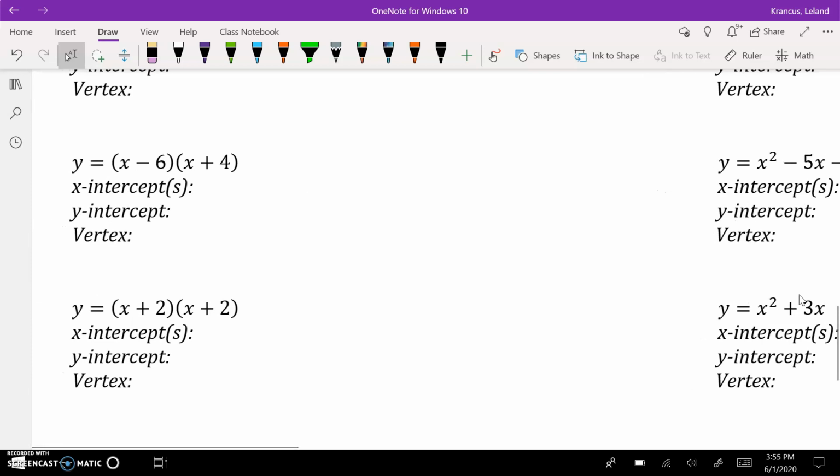So I'm going to look at this one over here, the x minus 6, x plus 4, for a first one, just because it has a little bit more complexity to it because it has different signs and it's not centered on the y-axis or anything like that.